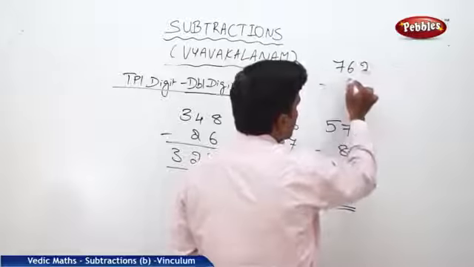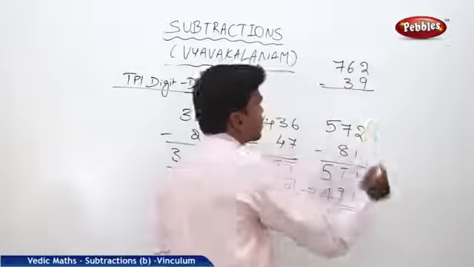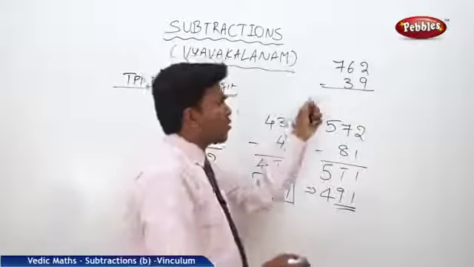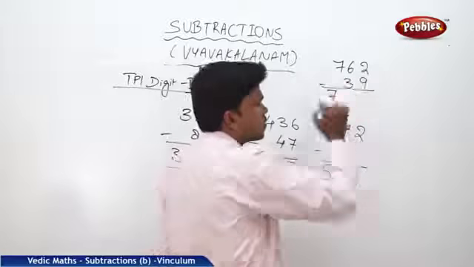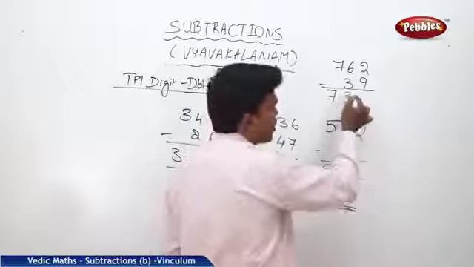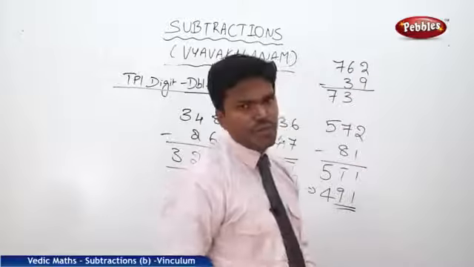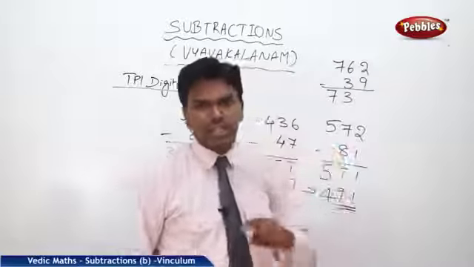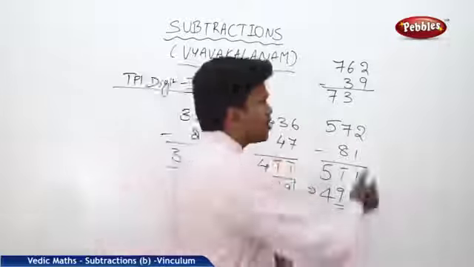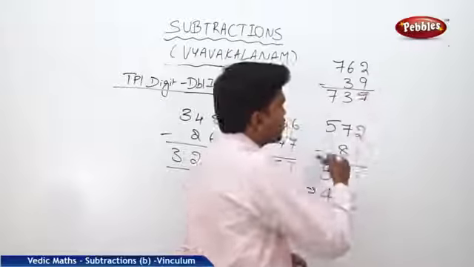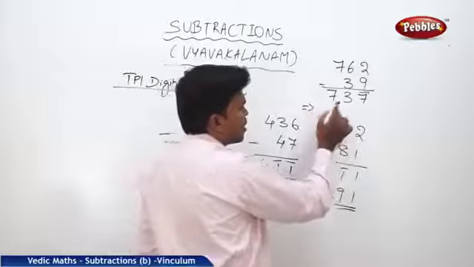762 minus 39. I want to subtract 762 minus 39. So drop 7 as it is. 6 minus 3. Yes, directly you can drop 3. Now 2 minus 9, not possible. So do reverse subtraction, that is 9 minus 2. So what is it? 7, but with a bar on it.